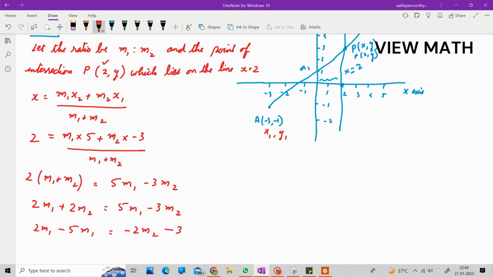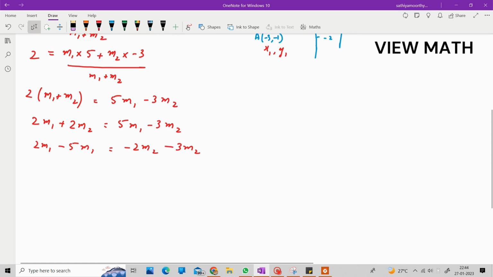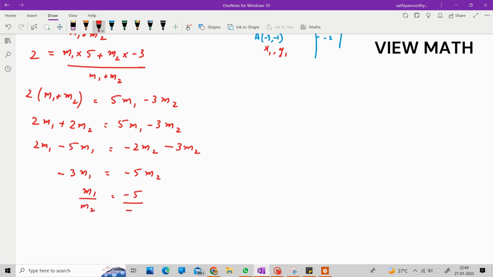Minus 2m2 minus 3m2. So simplify this, we get minus 3m1 is equal to minus 5m2, m1 by m2 is equal to minus 5 by minus 3. I can cancel the negative sign, so therefore m1 is to m2 is equal to 5 is to 3. So we have found out the ratio.